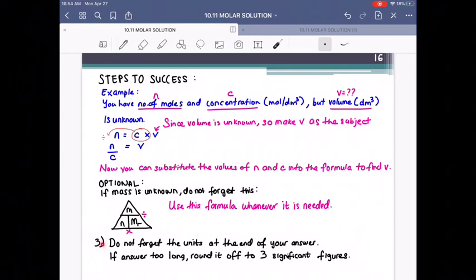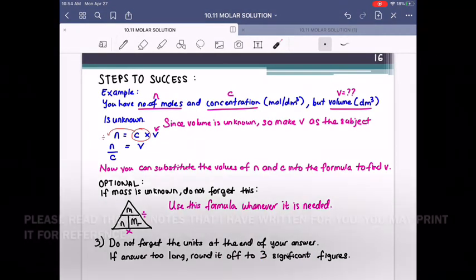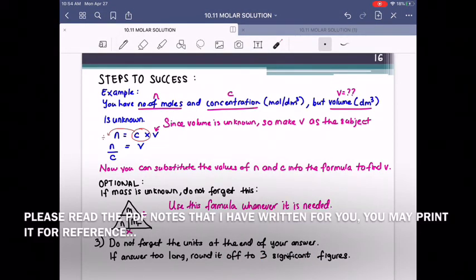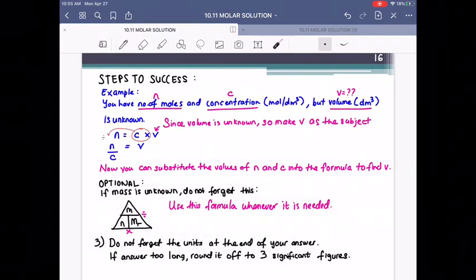Okay. Step number 3, do not forget the units at the end of your answer. If your answer is too long, round it off to 3 sig fig. Alright, so please read your notes. Please take note which formula is needed and when to use the formula. It's not only one formula you should use. Sometimes it may be 2 formulae or even 3, as long as you know how to do it.